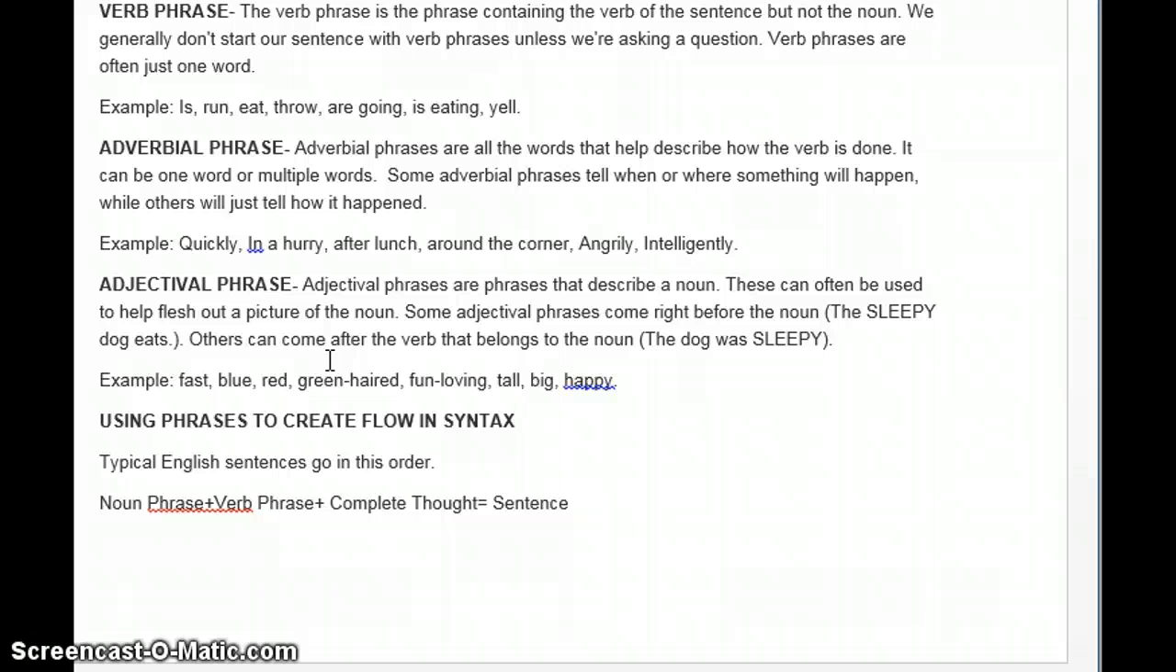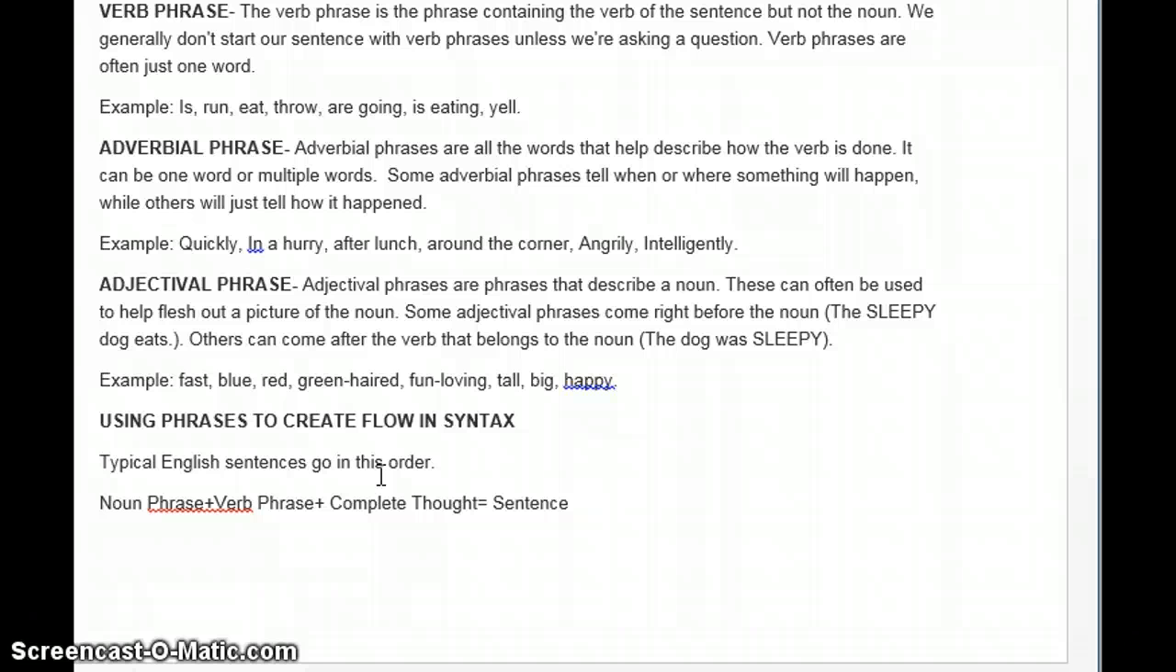Our typical English sentence structure goes in this order. We have a noun phrase plus a verb phrase plus a completeness of thought, and that equals a full sentence. Well, if we can mix up and change that pacing of our writing, it will improve its readability. Our readers will generally enjoy it a little bit more.